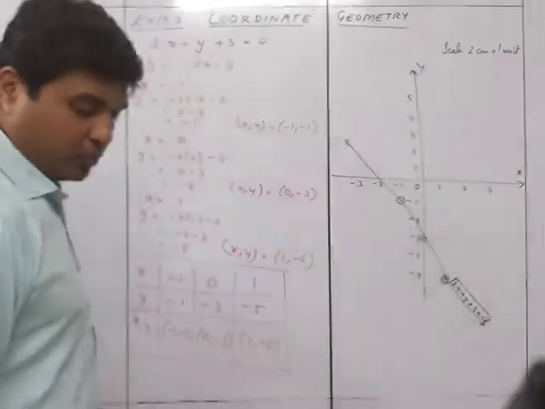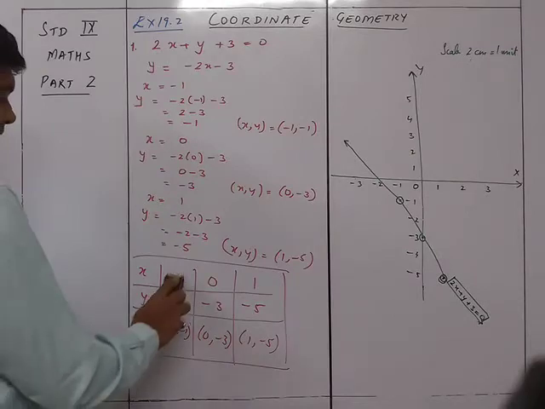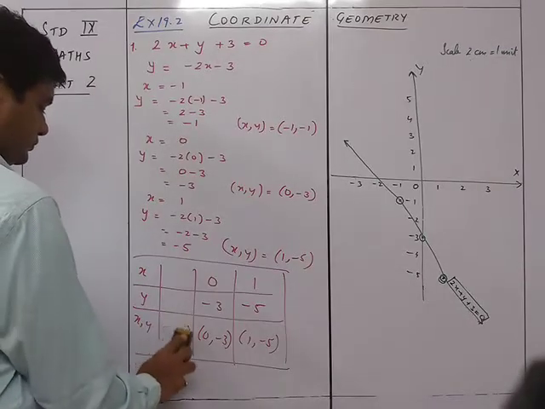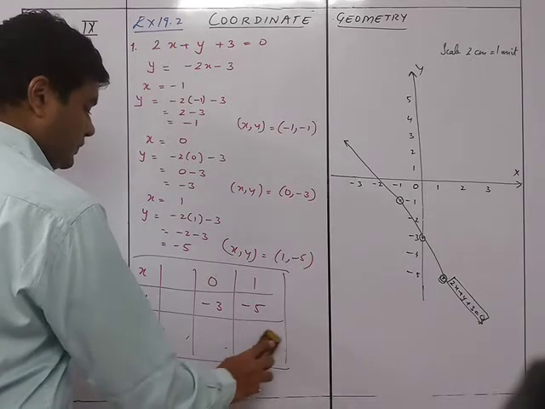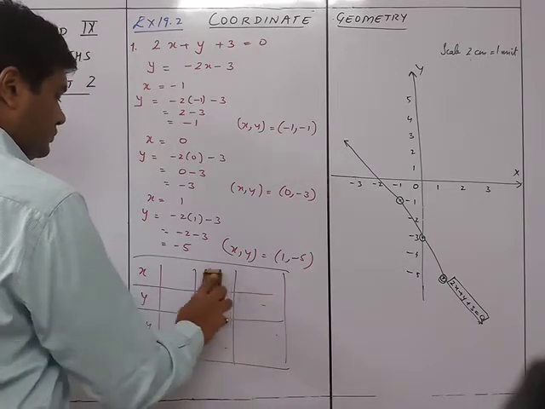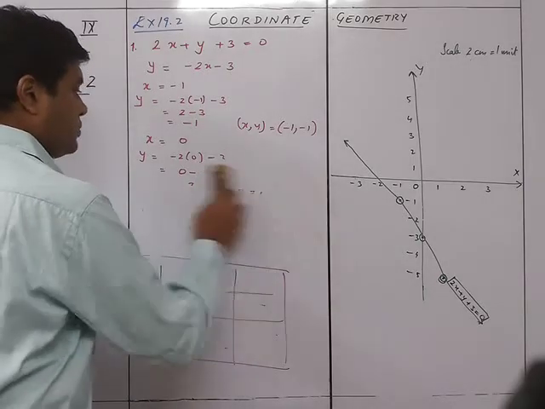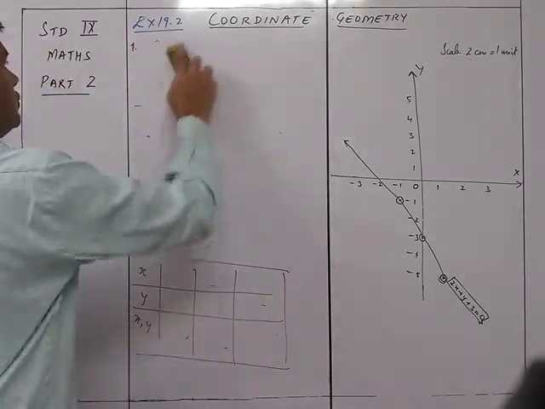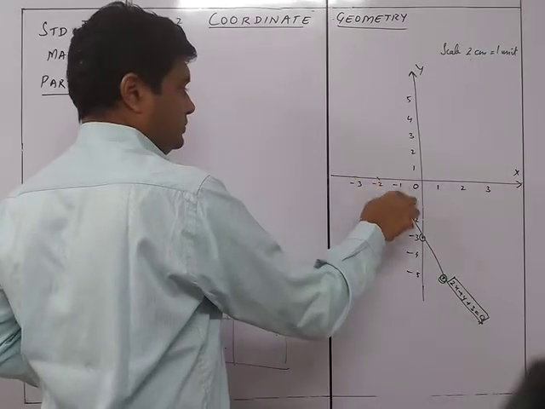We now move on to first ka second. So, is it clear completely? So we move on to the first ka second. I'll just erase this also.